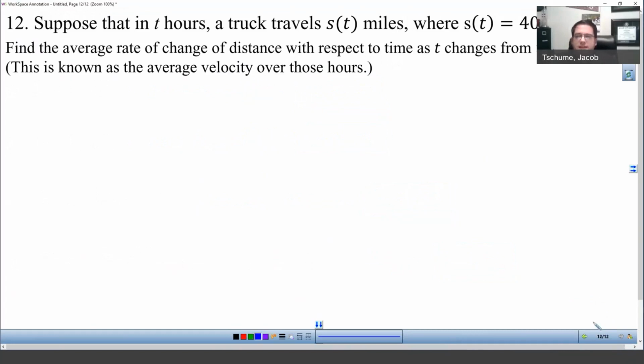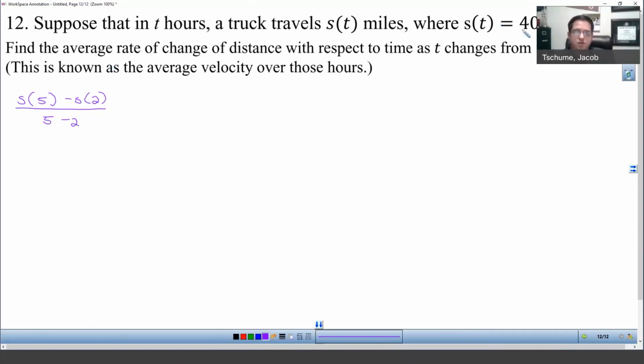All right, and then one more to end this section off. Let's suppose that in T hours, a truck travels S of T miles defined by S of T equals 40T to the 1.2. I want you to find the average rate of change of distance with respect to time as T changes from T1 equals 2 to T2 equals 5. All right, so average rate of change between 2 and 5. Based on the formula we just did and given the numbers and the function, your average rate of change is going to be S of 5 minus S of 2 over 5 minus 2.